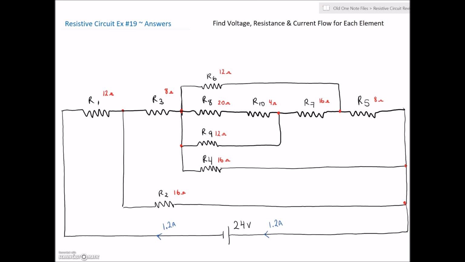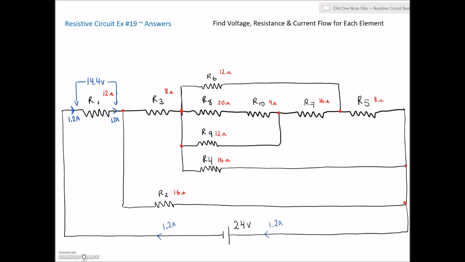So 1.2 amps coming up here, and that's going through R1. And obviously coming out of there, we're also going to have 1.2 amps. And then let's see, just our current times our resistance, 1.2 times 12 is going to give us a voltage of 14.4 volts across that first resistor. Excellent.